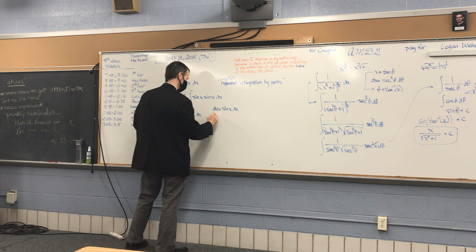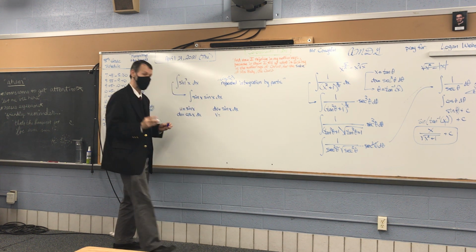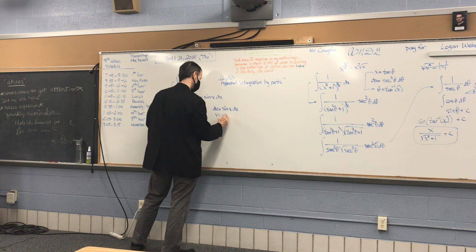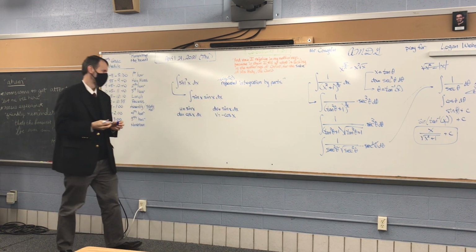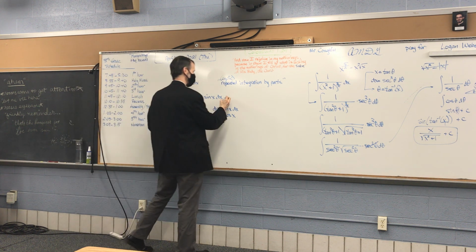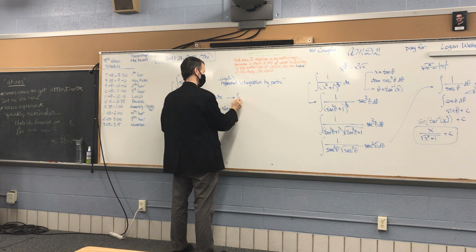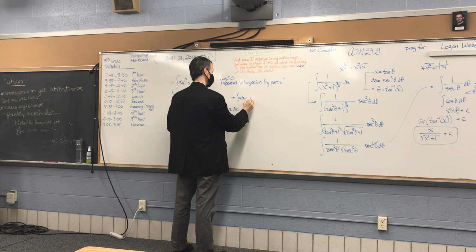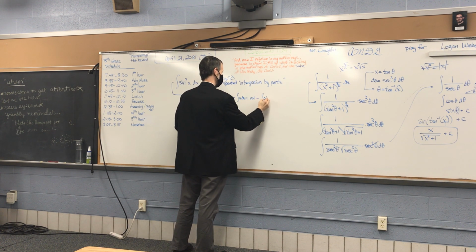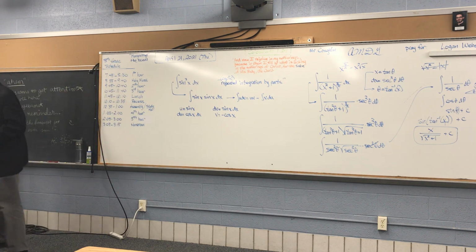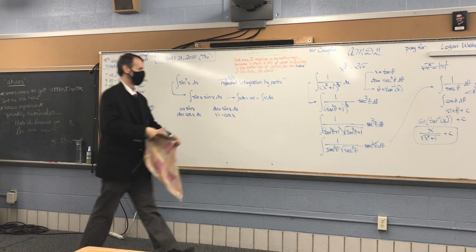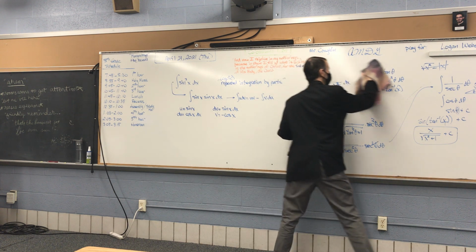And then what's v? Be careful. Negative cosine of x. Well, it's a plus c, but we'll put that in. So the integration by parts is the integral of u dv is equal to uv minus the integral of v du. Now I'm going to clear the other side of the board off, which should give you a bit of foreshadowing as to what we're going to need to do.